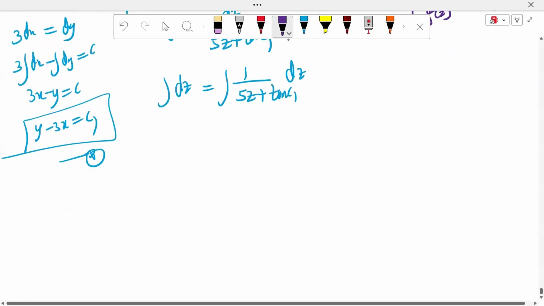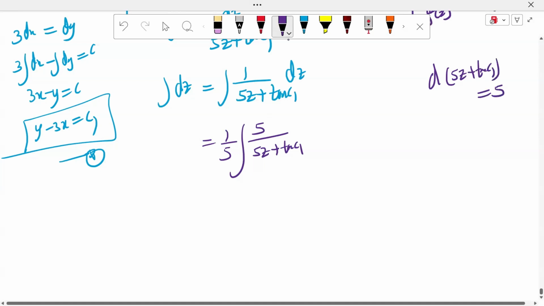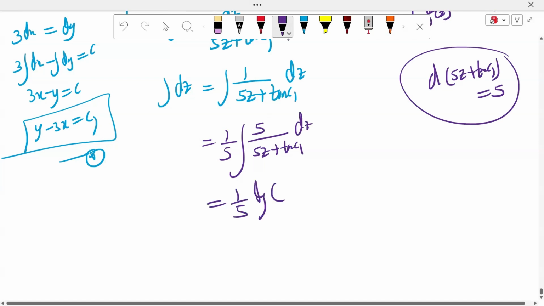So after differentiating the denominator, the numerator should appear. That means 5 should appear in the numerator, so we multiply and divide by 5, sir. 5 by 5z plus tan c1, because the derivative of 5z plus tan c1 with respect to z is equal to 5, sir. So finally it is 1 by 5 logarithm of 5z plus tan c1, plus c2.